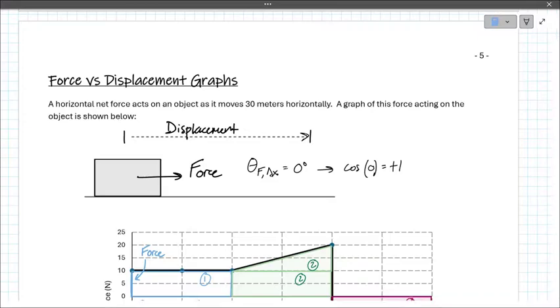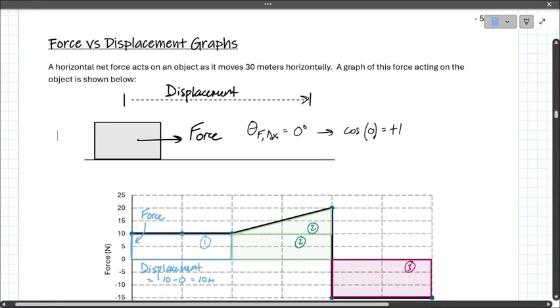Okay, folks, welcome back. This page of notes is going to talk about force versus displacement graphs, which is just another way for us of getting the work done. So here we go. We're told we have a horizontal net force acting on an object as it moves 30 meters horizontally. A graph of this force acting on the object is shown below.